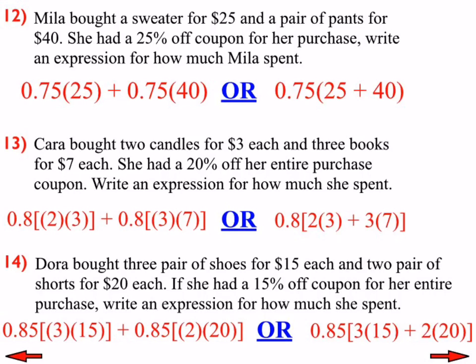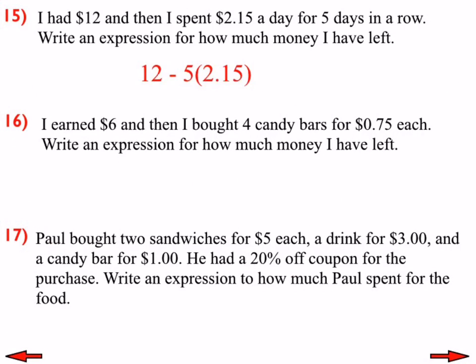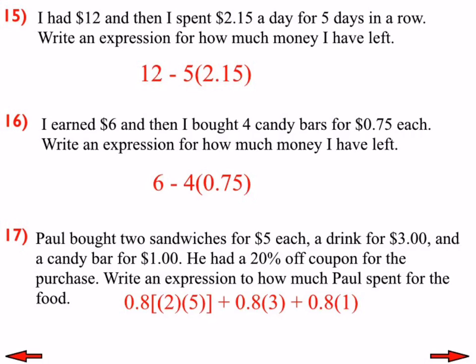And number 15 could look something like this. $12. You take away 5 days of $2.15 a piece, or each. Number 16 should look something like this. $6, and then take away the 4 candy bars at 75 cents each. And then number 17, 20% off coupon leaves 80%. So that, or putting it all together in one, looks something like this.